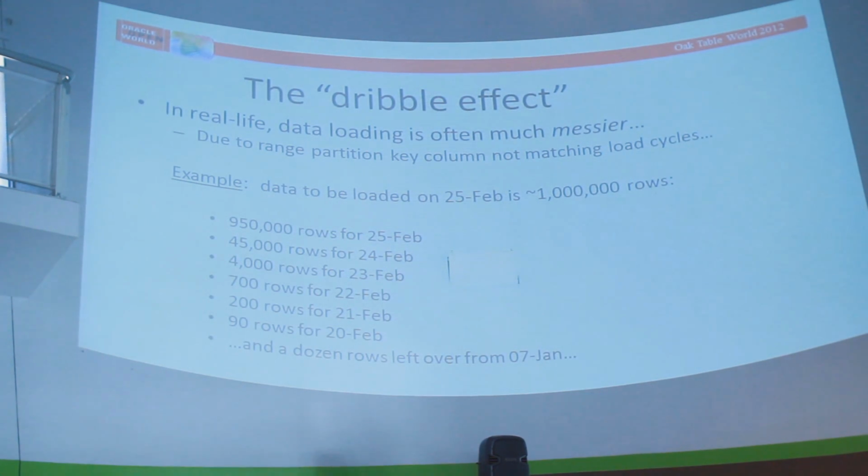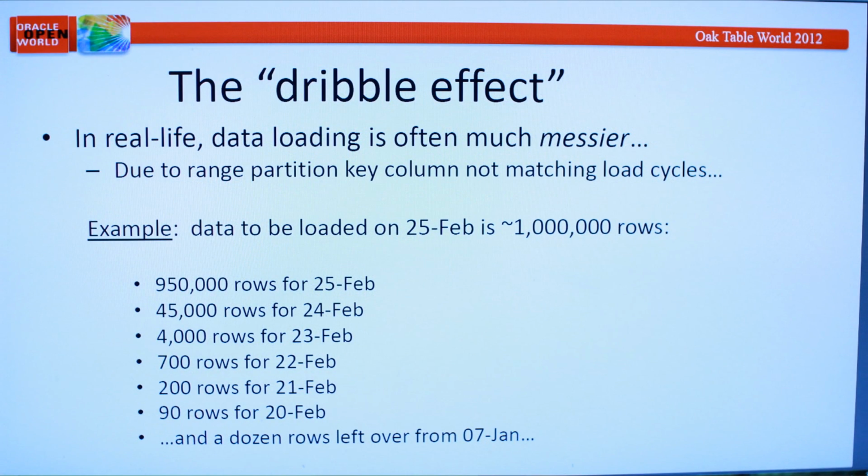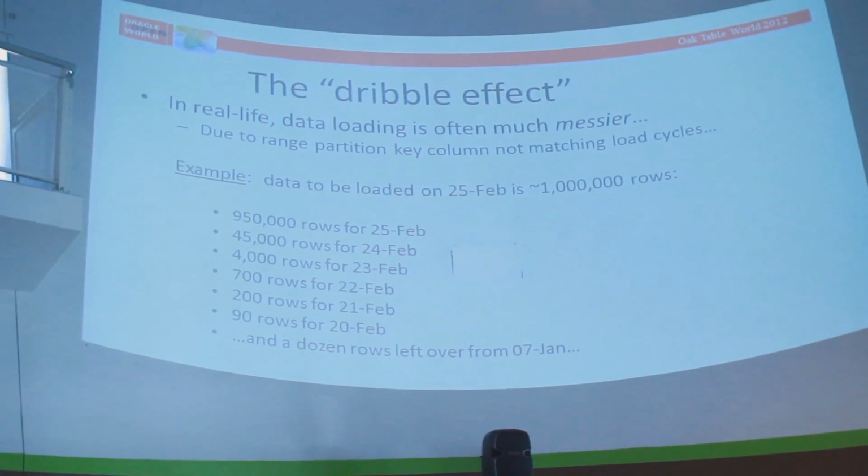Okay, complications in real life. Just imagine you're on the 25th of February, 2014. You're about to load, say, 1 million rows of data into your fact table. The basic idea, of course, is that your fact table is partitioned on posting date. You know, it's a credit card transaction fact table. It's partitioned on posting date. But the thing is that on the 25th of February, maybe 95% of your 1 million rows are for the most recent day, 25th of February.